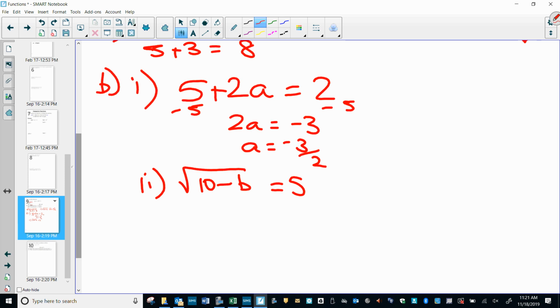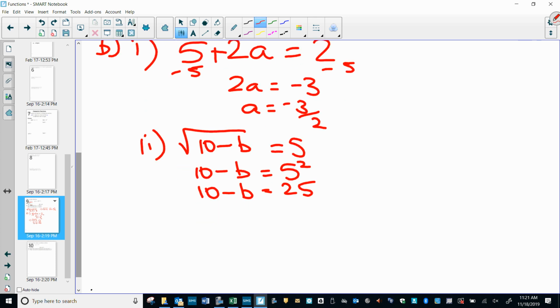Then you would square both sides, so 10 minus b equals 5 squared. Good. So 10 minus b is equal to 25. And we're trying to find b on its own. I'm looking at this, seeing that b is negative, so I don't like that. So I'm actually going to do 10 take away 25 equals positive b. You all happy with that?